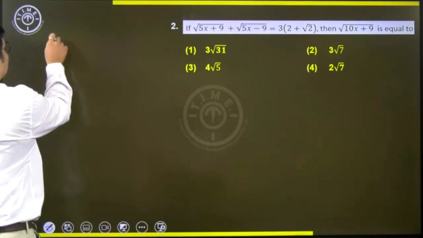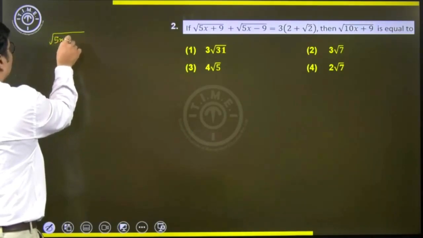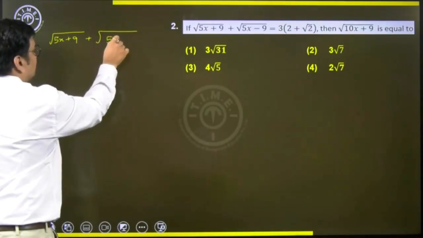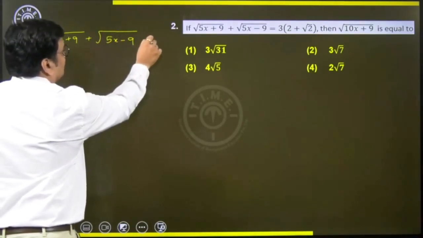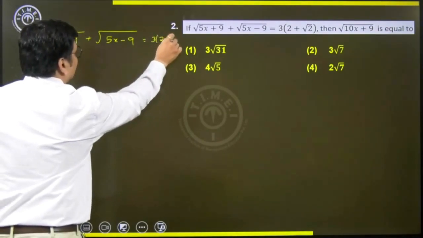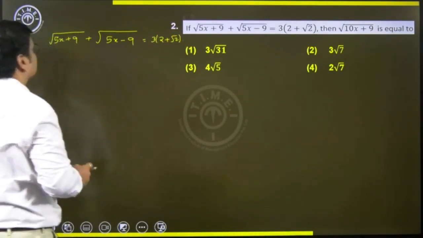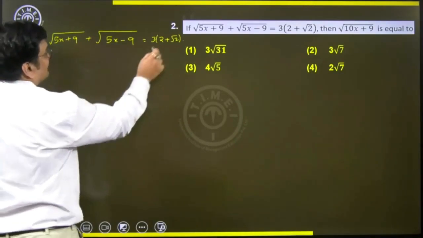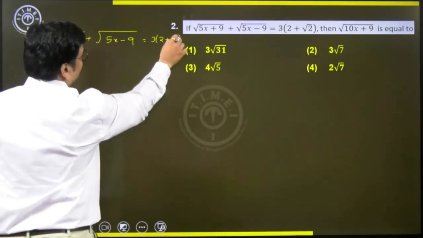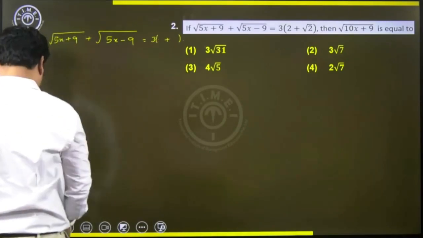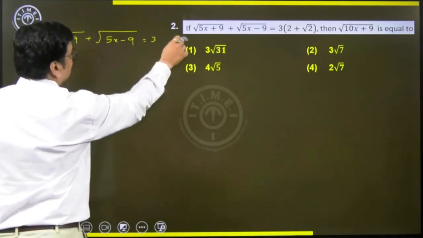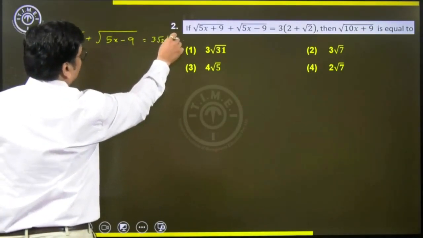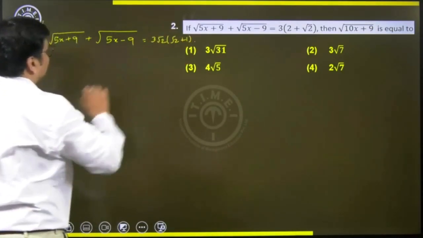So if I take that equation as it is, the right side is 3 into 2 plus root 2. If I want, I can take out root 2 common. If I take out root 2 common here, I will be left with 3 into root 2 into root 2 plus 1. That is how I can write it down.